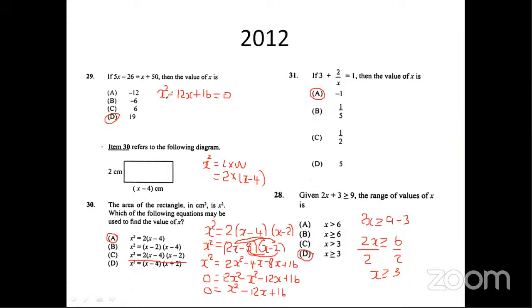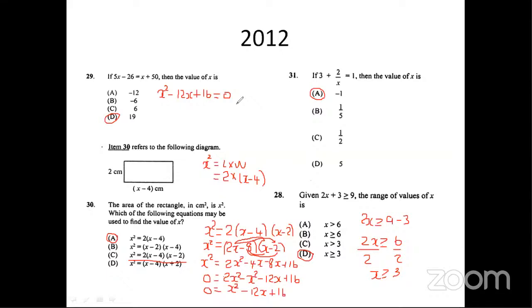All right. So we're faced with a quadratic equation. What are the methods that we can use to solve a quadratic equation? You can use a formula, or you can use factorization. So let's see if we can use factorization.